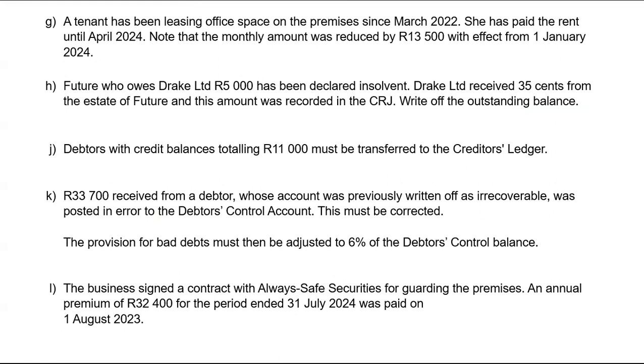H. Future, who owes Drake Limited 5,000, has been declared insolvent. Drake Limited received 35 cents from the estate of Future, and this amount was recorded in the cash receipts journal, written off the outstanding balance. That 5,000 is what Future owes. 35 cents of it has already been received. We have not received 65 cents at all.